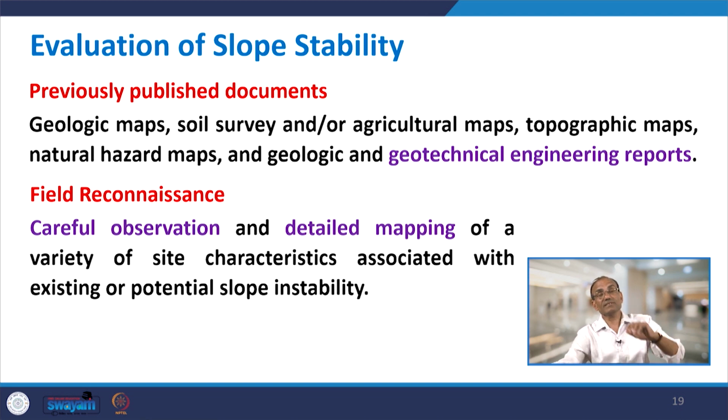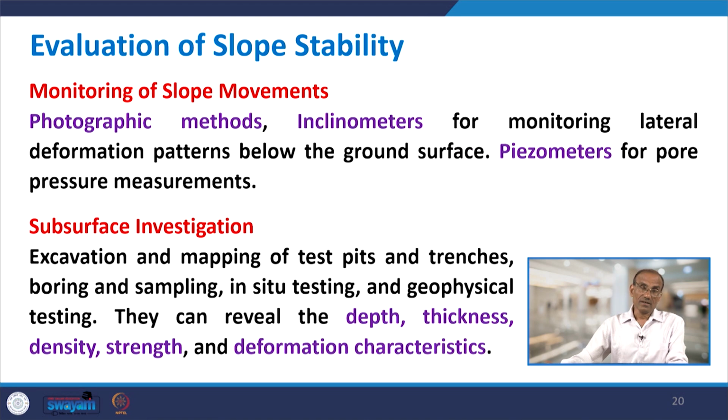The second category is field reconnaissance, for example interviews with the locals, which is also part of the field reconnaissance. It involves careful observation and detailed mapping of a variety of site characteristics associated with existing or potential slope instability. If this information is available, it will be very helpful for evaluating slope stability. Then there is monitoring of slope movement.